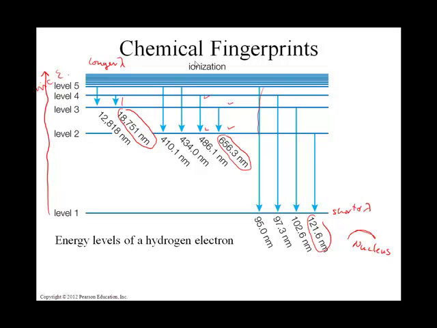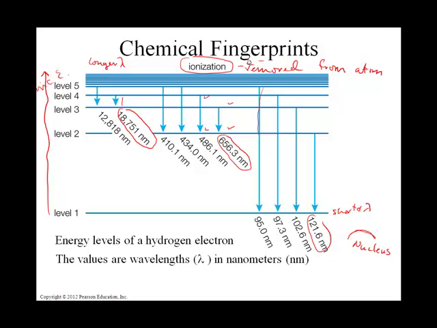Now, just to mention, you see this ionization. At some point, electrons can get so much energy that they are removed from the atom, because they got too much energy. We call that ionization. So these are what we call Balmer lines. I mentioned nanometers; of course you know a meter is a length, right? And nano is a prefix meaning one billionth of.